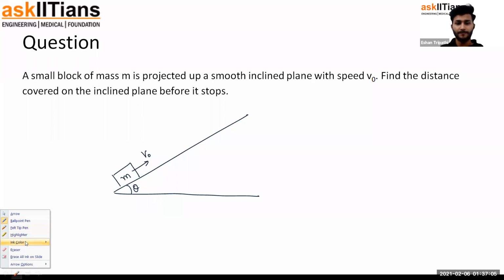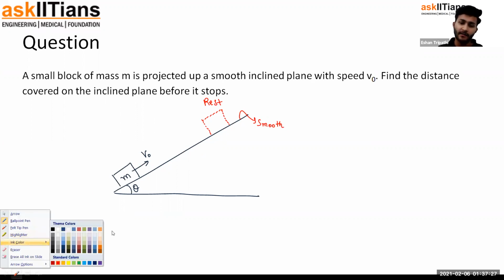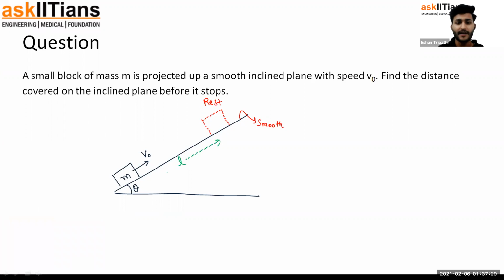It is projected up a smooth inclined plane with this velocity. This is smooth. So you can imagine as it moves up, gravity is going to pull it down. So with time, it's going to get slower and slower. And finally, at the top, it will come to rest. We have been asked this time, what is the distance L over the inclined plane? Like along this inclined plane, what is the value of L after which it stops?